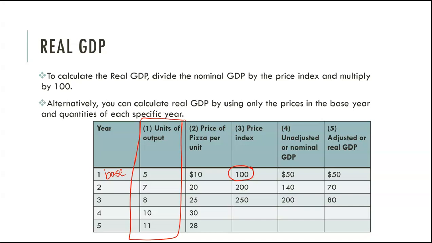But prices are also going up. So they doubled, they went up 25%. In year 5, they went down a little bit. So we also have significant price changes.